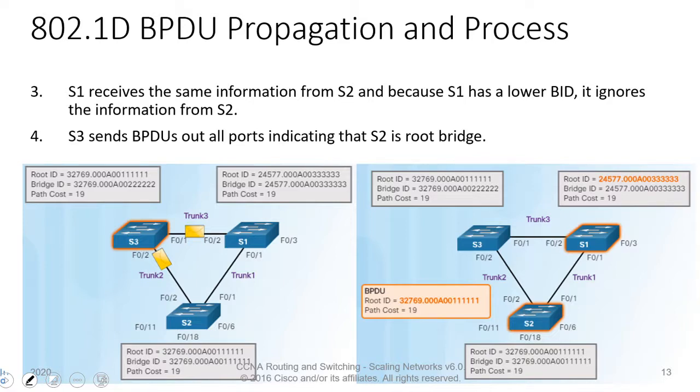Then S1 will receive the same information from S2 because it is also connected, and there S1 has the lowest BID. So S1 knows that it is the root, whereas S3 thinks S2 is the root bridge, so it will send that information out to S2 and S1.